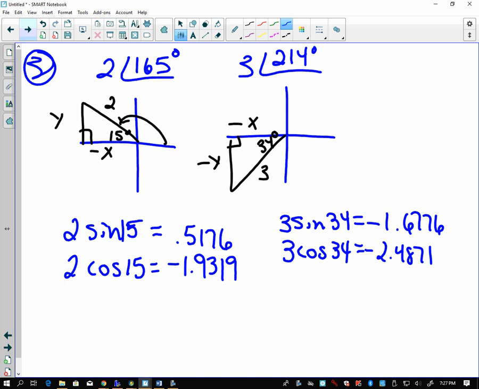Okay, now 0.5176 plus negative 1.6776 should give me a y value of negative 1.16. Okay, negative 1.9319 plus negative 2.4871 gives me an x value of negative 4.419.